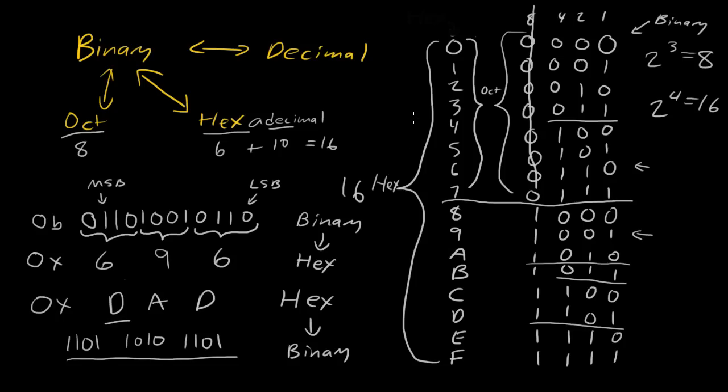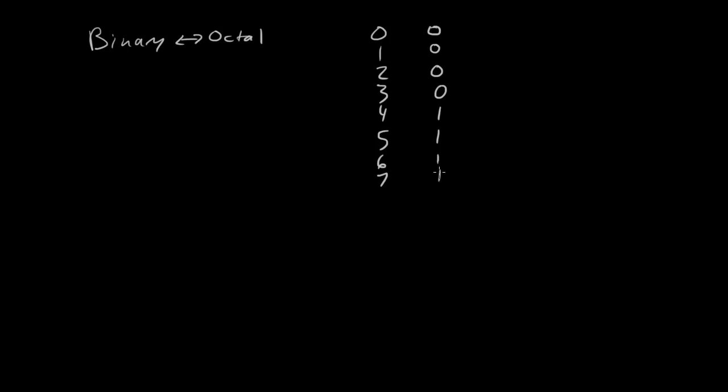I'm kind of out of space, so let me just do this separately. We did binary to hex and hex to binary. Now we want to look at binary to octal and back. So we have octal 0, 1, 2, 3, 4, 5, 6, 7. And then we have binary: 0, 0, 0, 0, 1, 1, 1, 1, then 0, 0, 1, 1, 0, 0, 1, 1, and finally 0, 1, 0, 1, 0, 1, 0, 1. So this is our octal, and this is our binary.